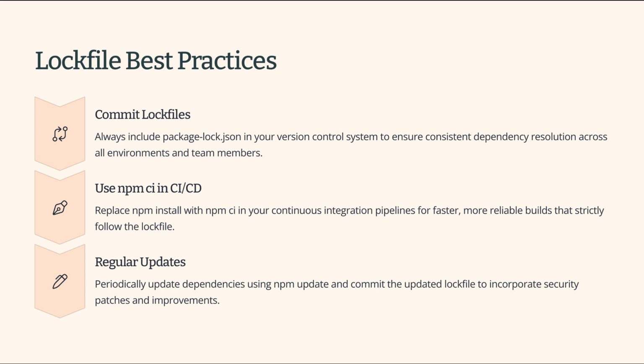Next, consider using npm ci instead of npm install in your continuous integration pipelines. This command provides faster, more reliable builds that adhere strictly to your lock file, minimizing unexpected issues during deployment. Lastly, it's crucial to regularly update your dependencies. By using npm update periodically, you can incorporate important security patches and improvements. Just remember to commit the updated lock file to maintain that consistency.